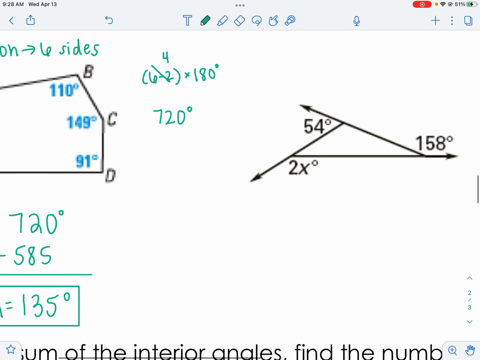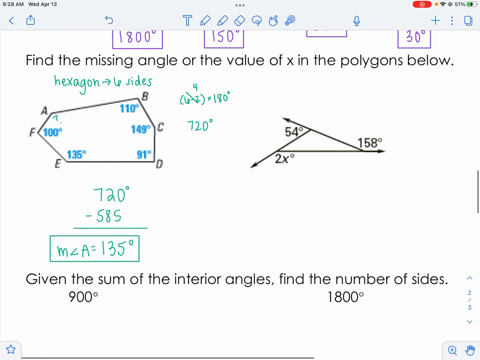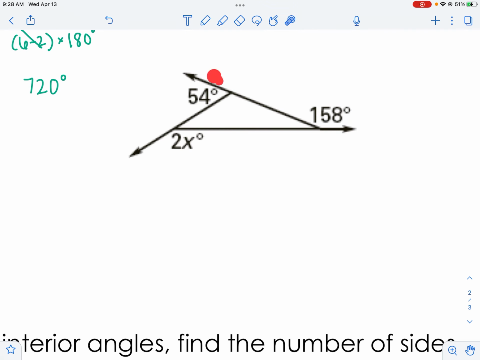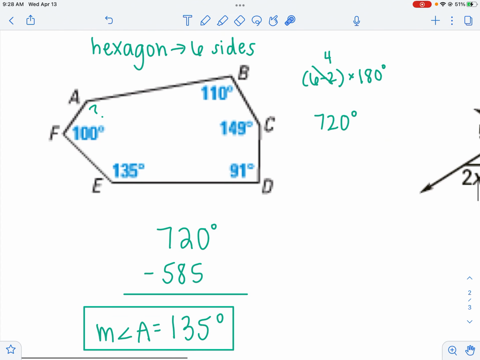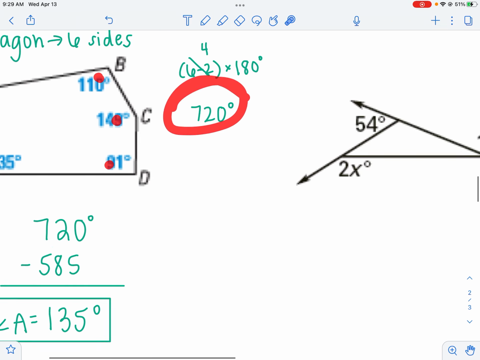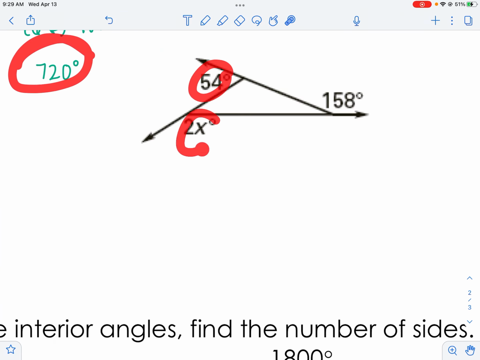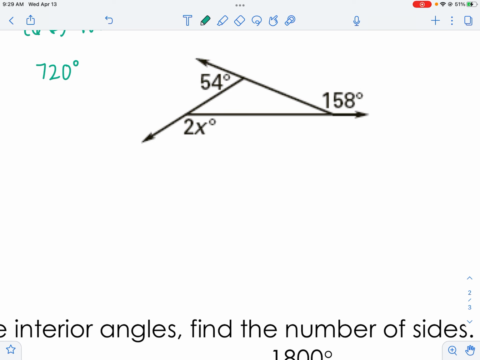Now this next one isn't an interior sum problem. This next one, if I look, I have my angles on the outside, which makes this an exterior sum problem. Well, we know that the exterior angle sum always equals 360. So I'm going to add all of these together and set it equal to 360. Now, the last one didn't add up to 360. The last one, they were on the inside, so I had to figure out specifically what they were supposed to add up to. But if they're on the outside, they're always going to add up to 360.